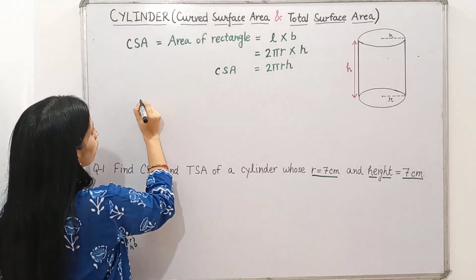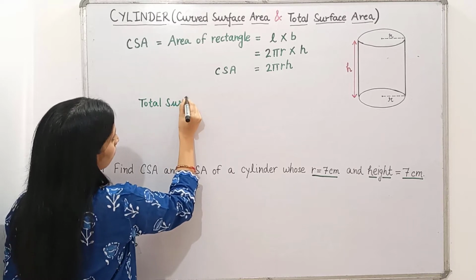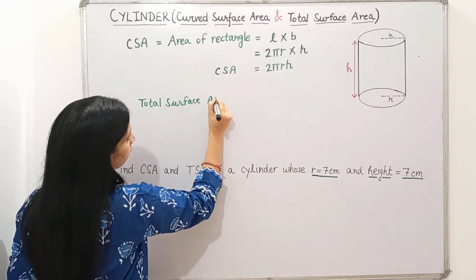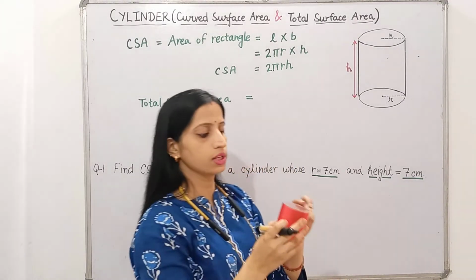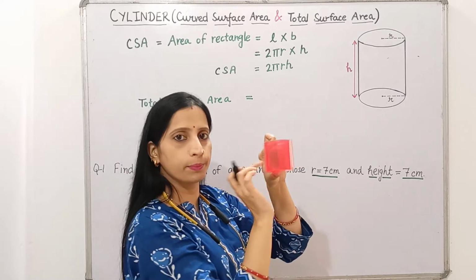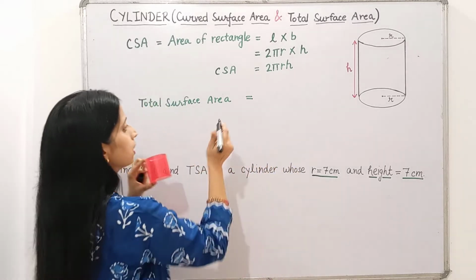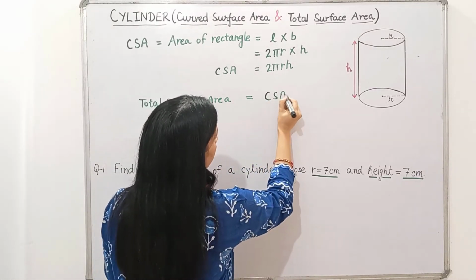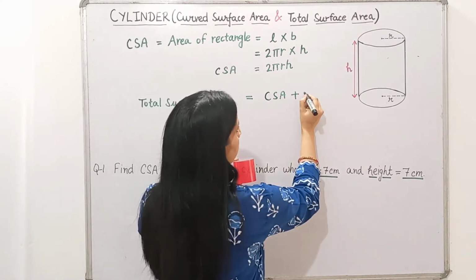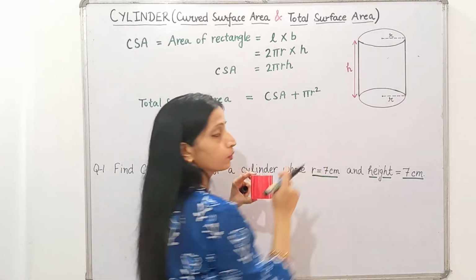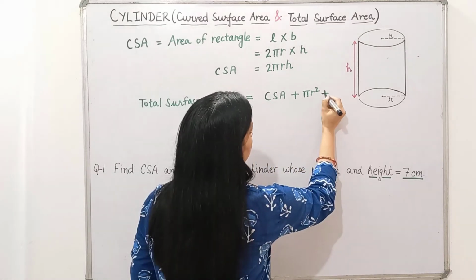Now what will be the formula for total surface area? Total surface area will be equal to, see, the total surface area will be this curved surface area plus the area of this circle and the area of this circle. So this is curved surface area CSA plus the area of this top circle, which will be pi r square. Okay, you know that the formula for the area of a circle is pi r square, and this one is also pi r square.